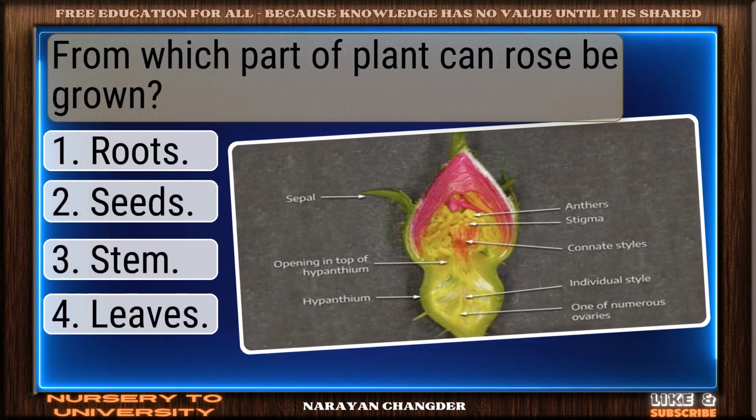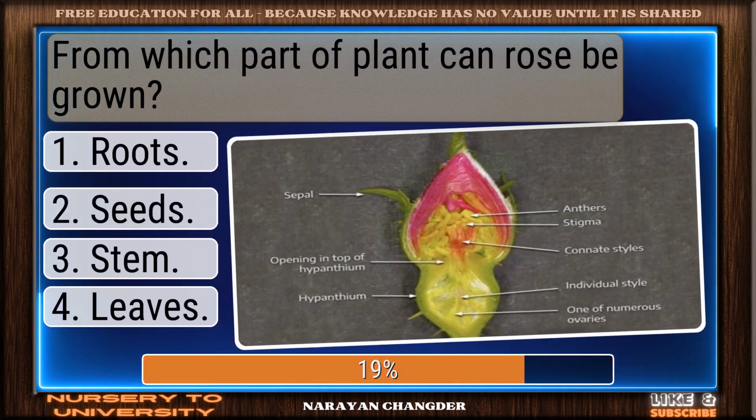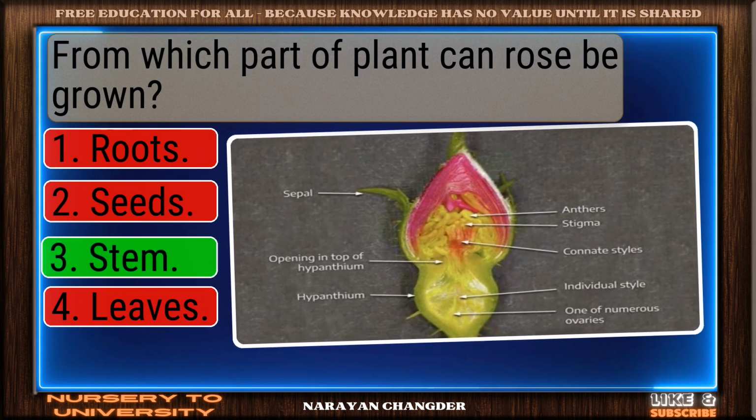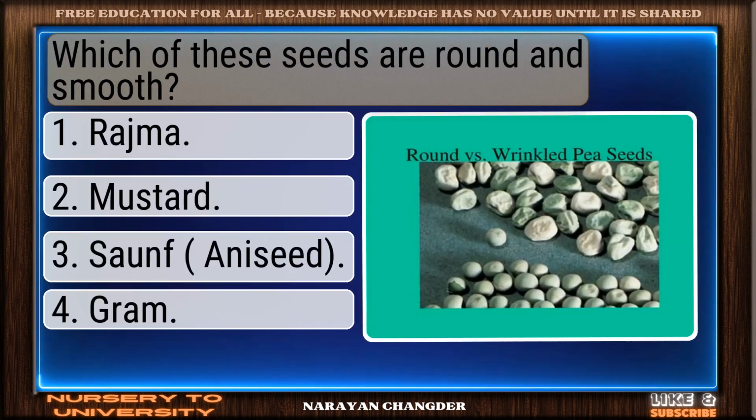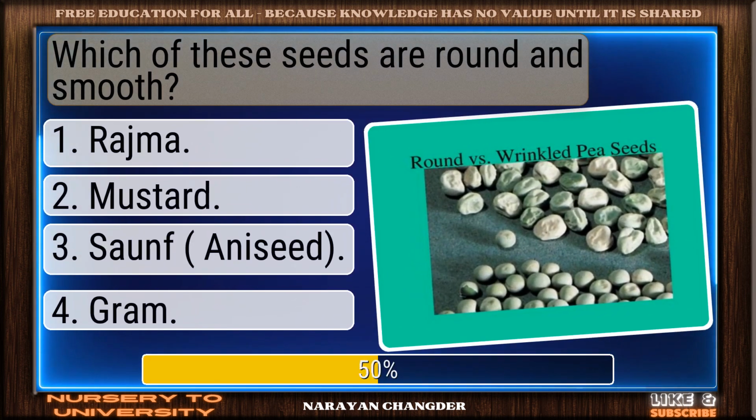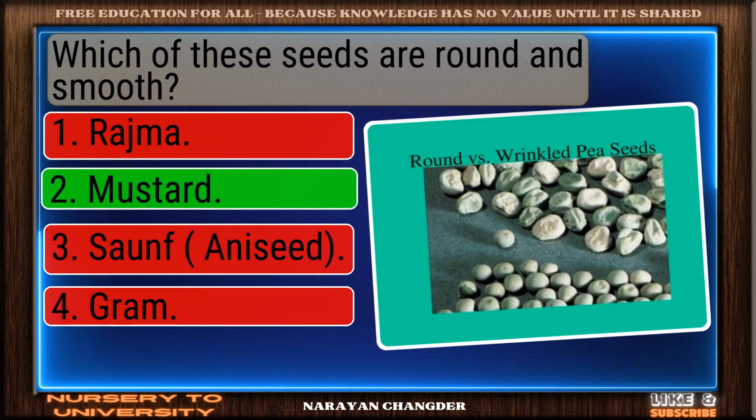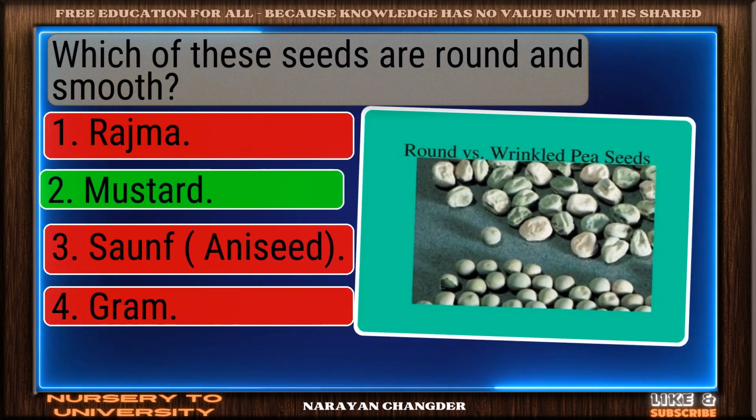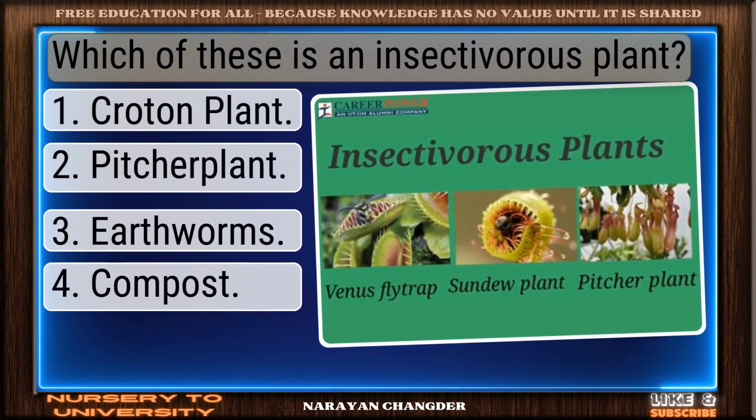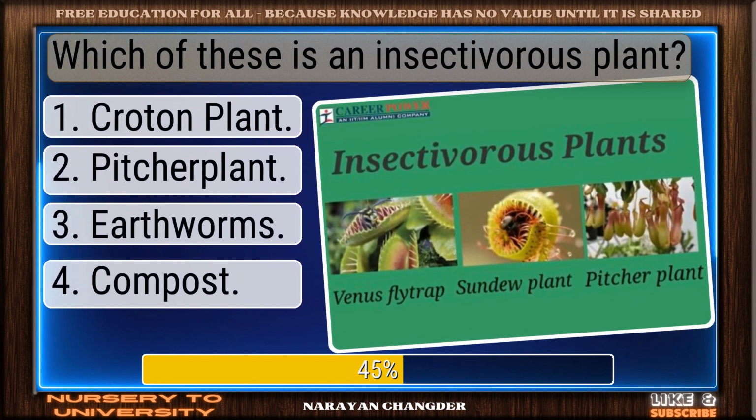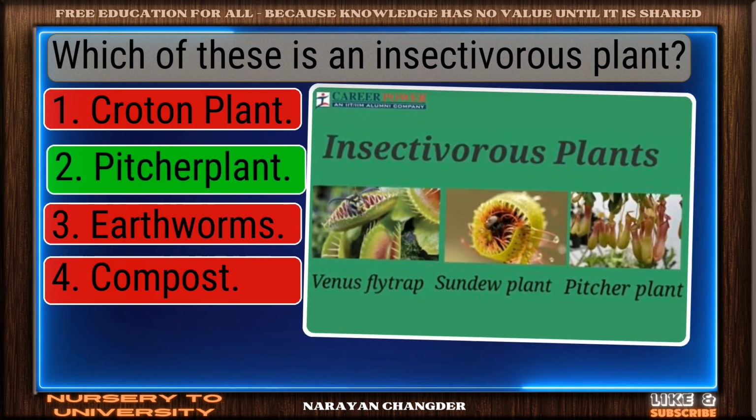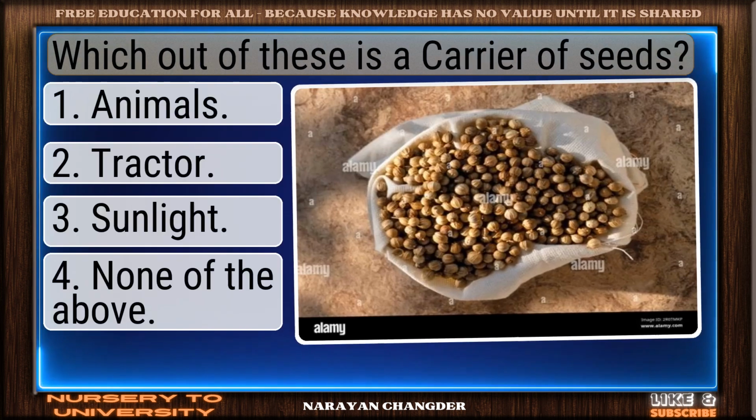From which part of plant can rose be grown? You're right. Stem is the correct answer. Which of these seeds are round and smooth? Nice work. You chose mustard, and it is correct. Which of these is an insectivorous plant? Nice selection. Pitcher plant is the correct and valid answer.